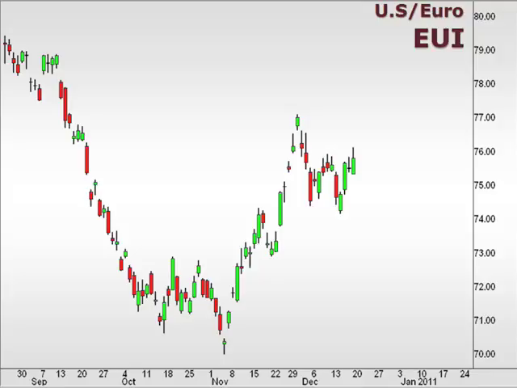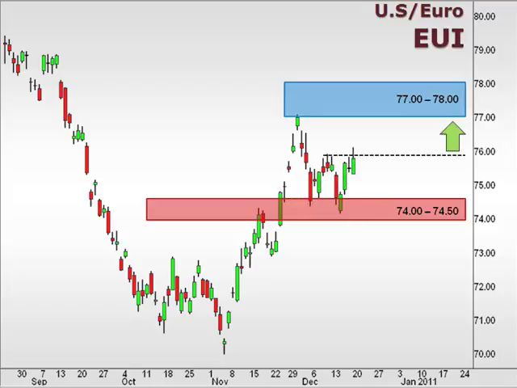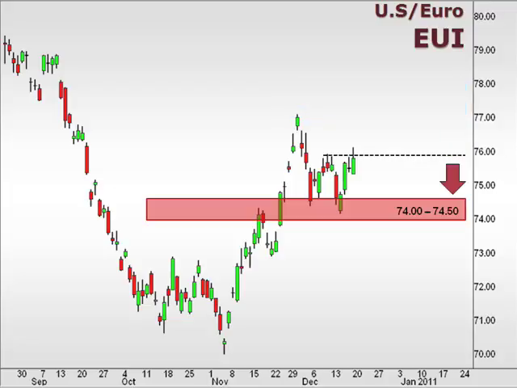Let's take a look at the EUI, the US dollar versus the euro. Well, the 74.5 level remains an important support for the EUI. It appears as though a bullish wedge may be forming here. A break above 76 should confirm a continuation higher, with 77.78 as our near-term target. Now, failure to break 76 is likely to result in a retest of 74 for support.